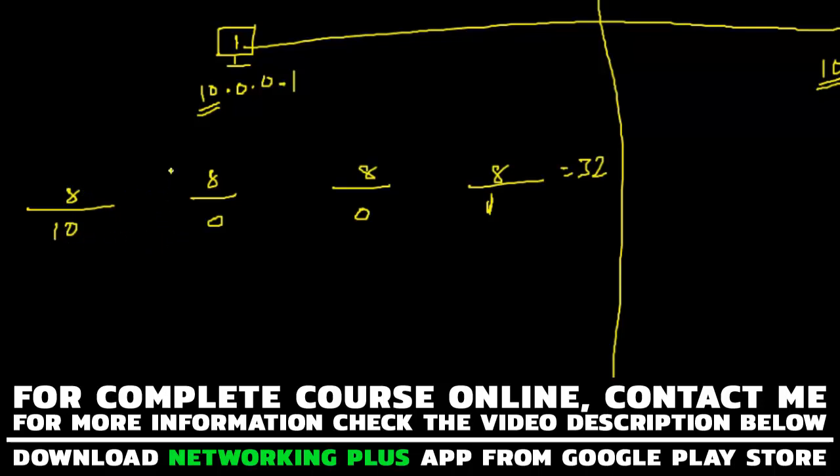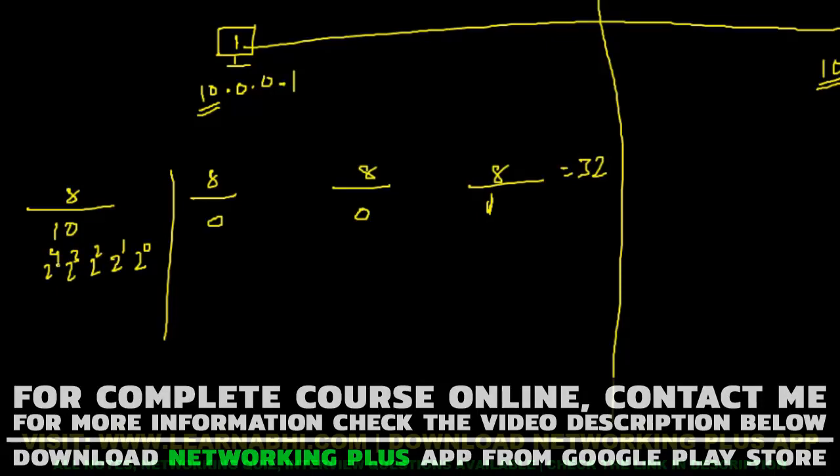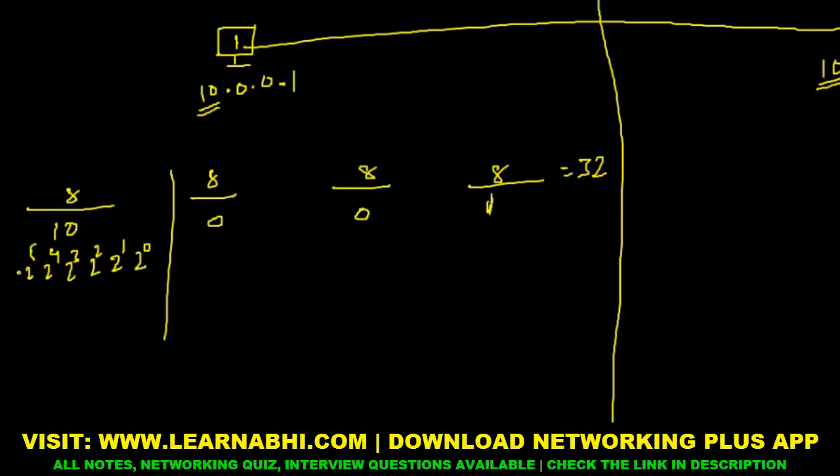How to convert? As we know, this is 8 bits, right? So what is the value of 8 bits? I have explained you in the previous video, right? 2 to the power 0, 2 to the power 1, 2 to the power 2, 2 to the power 3, 2 to the power 4, 2 to the power 5, 2 to the power 6 and 2 to the power 7. These are the values of 8 bits. This is the value of the first bit, this is the value of the second bit, this is the value of the third bit, this is the value of the last bit.